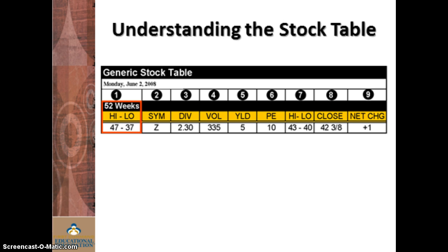PE signifies the price per earnings ratio and shows the amount an investor is willing to pay per $1 earnings per share. It is calculated by dividing the price by the earnings per share. High-low represents the highest and lowest amounts the stock was traded for during a trading day, not over the course of the year as in the first column. Close is the price at which the last trade was made during the day.